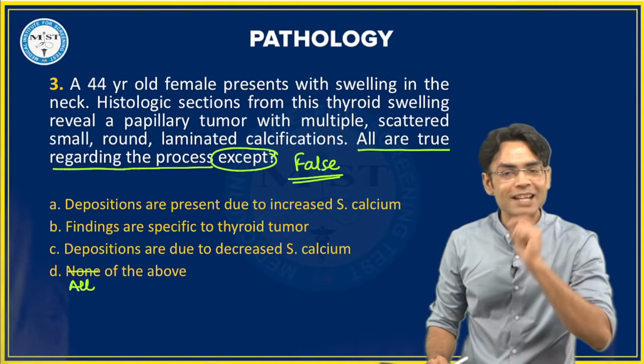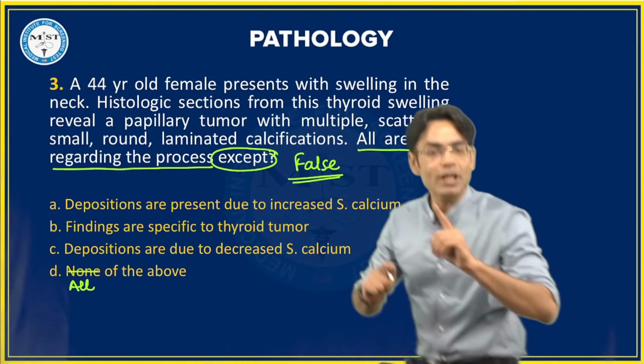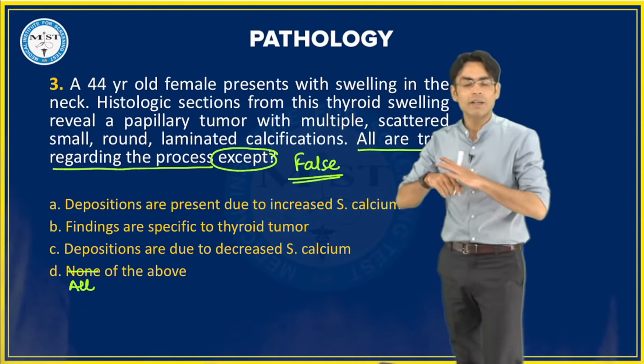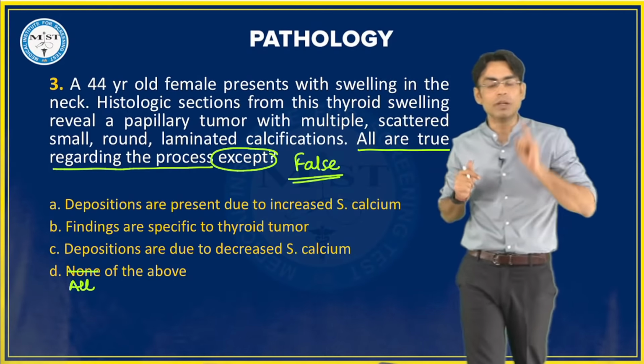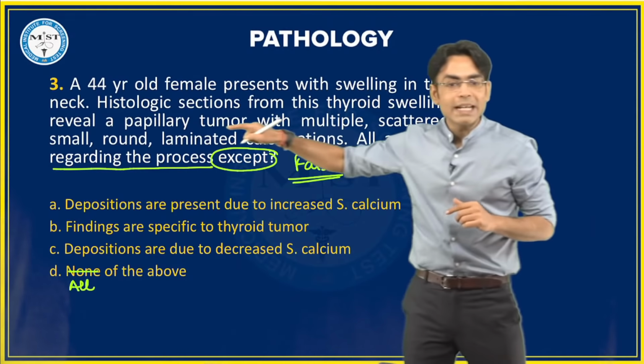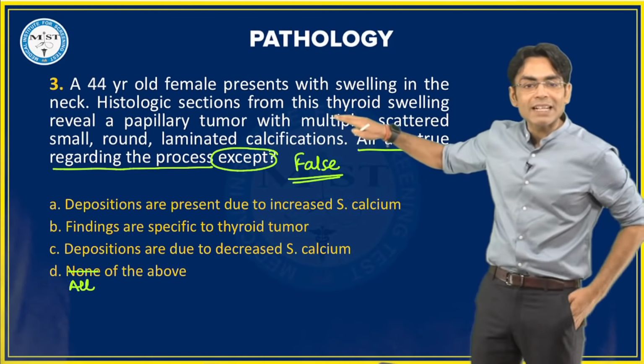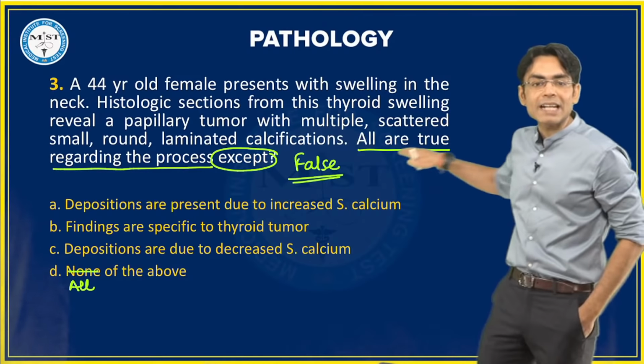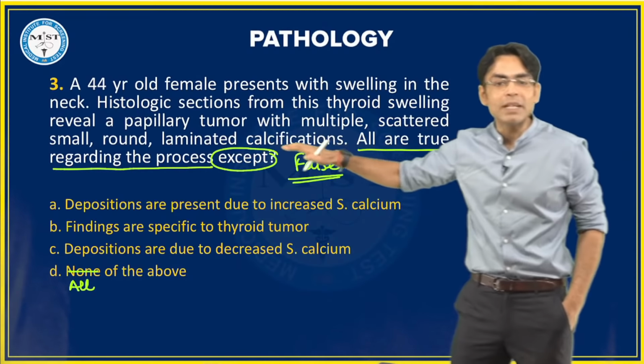देखो बेटा इसको ना ध्यान से करना है. पहली बात, if we are talking about this question, क्या हुआ? What are you getting? You are getting a tumor. So if you are getting a papillary tumor, ये क्या है? What exactly is this? Multiple, scattered, small, round, laminated calcification.